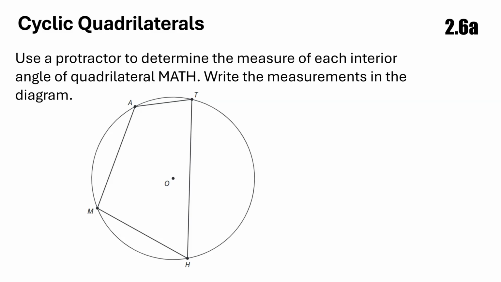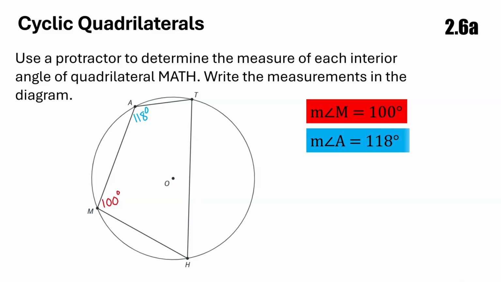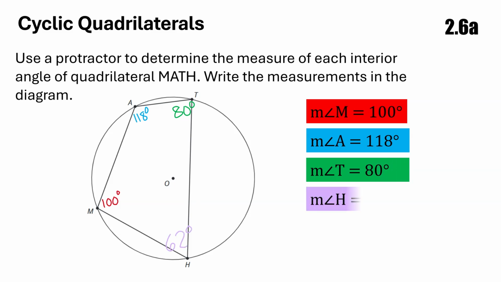This problem asks to find the measure of each interior angle of quadrilateral MATH and to write the measurements in the diagram. Angle M is 100 degrees. Angle A is 118 degrees. Angle T is 80 degrees. And angle H is 62 degrees.